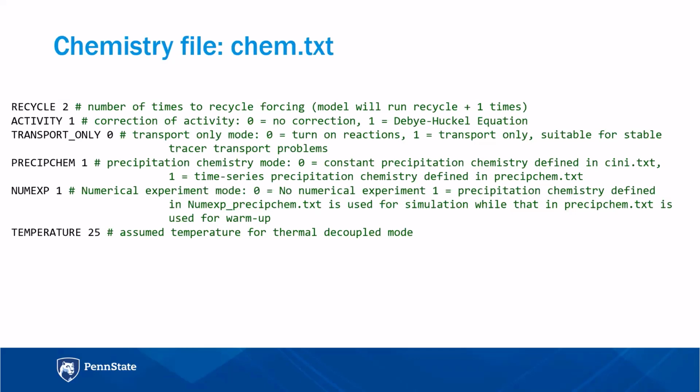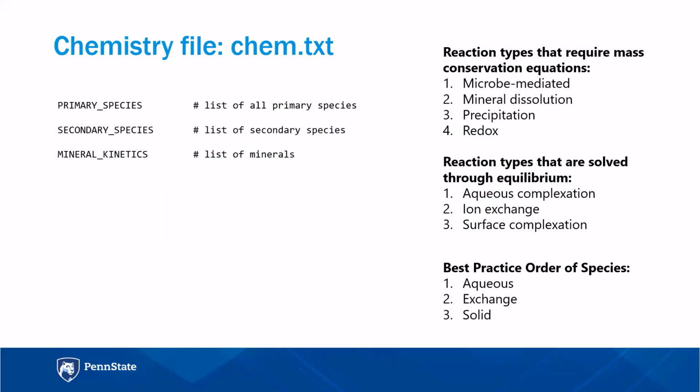And so lastly, the temperature line is set to 25, which is the temperature point for our equilibrium constants in the database. This is where we list out all of our primary and secondary species, as well as the minerals or species that require mass conservation equations. So in this example, those have the TST rate laws. And so in general, the best practice for listing out species is to list aqueous species first and solid species last. And so as mentioned in the previous video, certain species are already listed in the database file under the primary species block, so double check there before choosing your primary species.